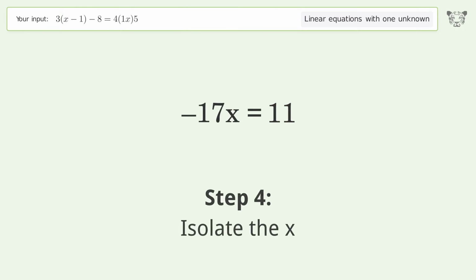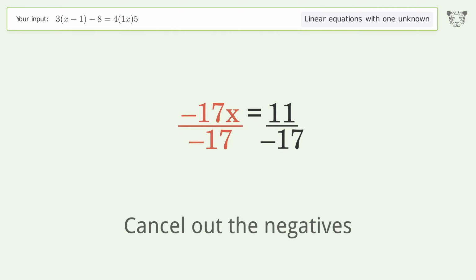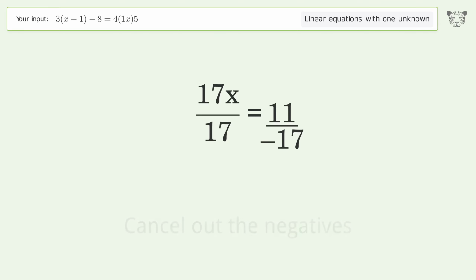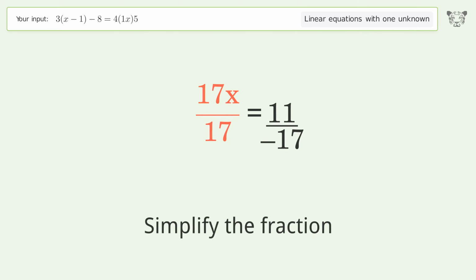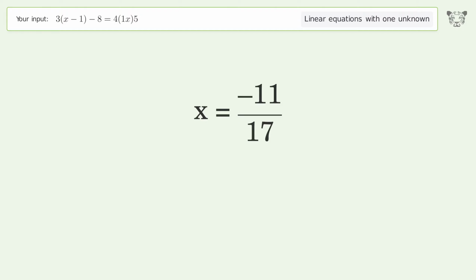Isolate the x. Divide both sides by -17. Cancel out the negatives. Simplify the fraction. Move the negative sign from the denominator to the numerator. And so the final result is x equals -11/17.